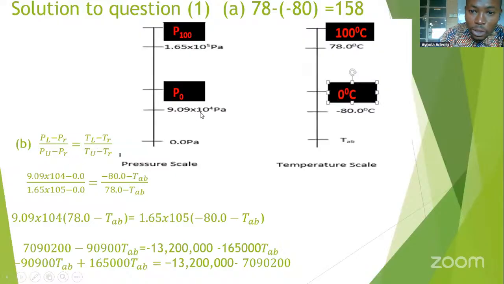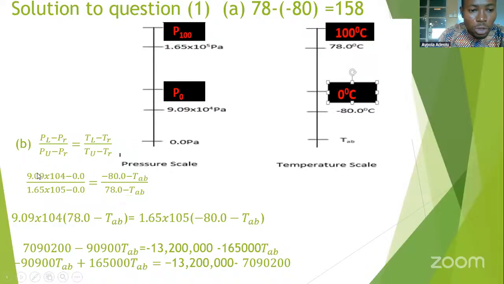TL is what now? TL is minus 80, the lower fixed point of that thermometer. Then minus TR. What is TR? That's TAB, the reference, the one we are interested in. That's why I call it reference temperature or reference pressure. So that's minus 80 minus TAB, over the upper PU, that's 1.65 times 10 to the power 5 minus the reference on that pressure scale, that's 0, over the upper for temperature. Don't forget that this is upper for pressure, this is upper for the temperature scale also, minus the reference TAB.